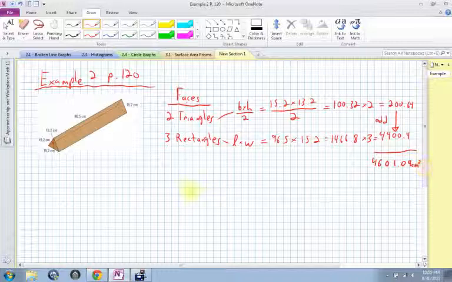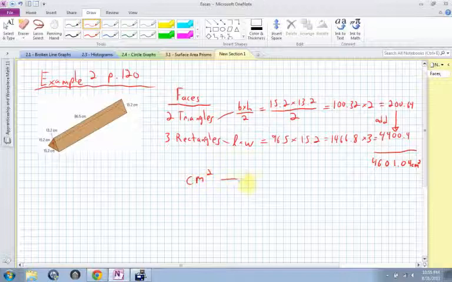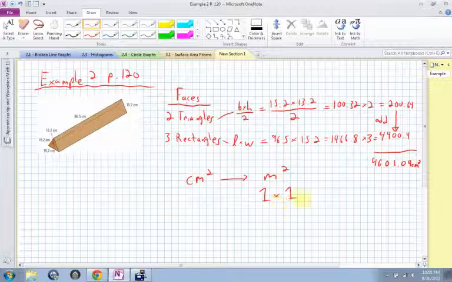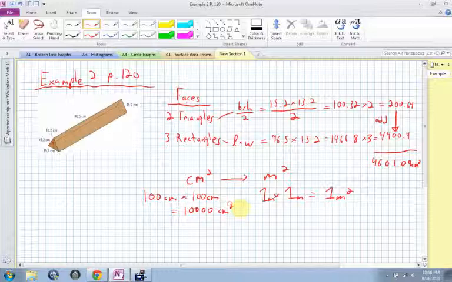Say I wanted to figure out centimeters squared and convert that to meters squared. Well, the first thing I'd have to do is to figure out, okay, for a meter squared, that's 1 by 1 meter. So 1 meter by 1 meter is equal to 1 meter squared. For centimeters, it's going to be 100, because there's 100 centimeters in every meter. So 100 by 100 is equal to 10000 centimeters squared.